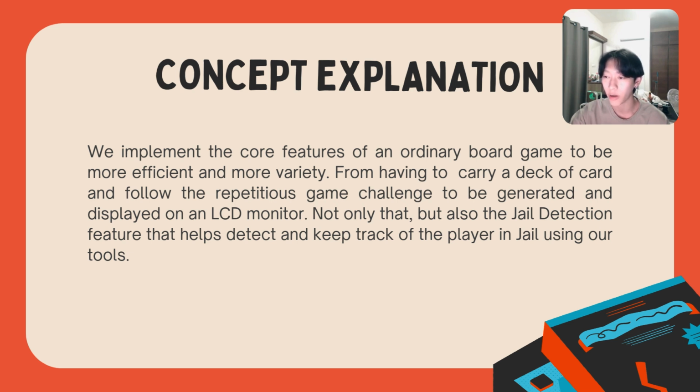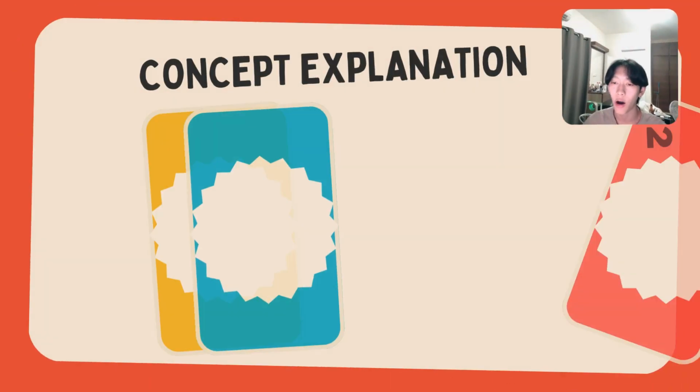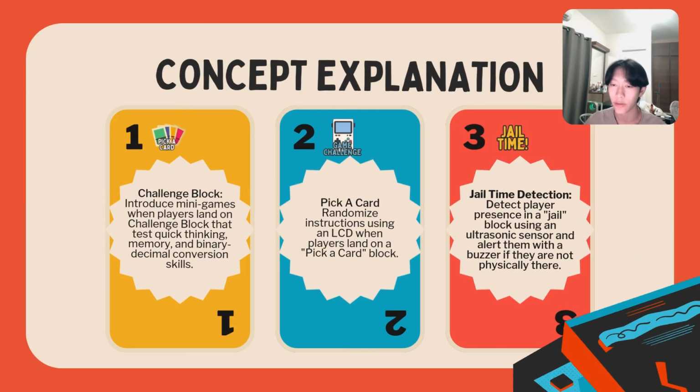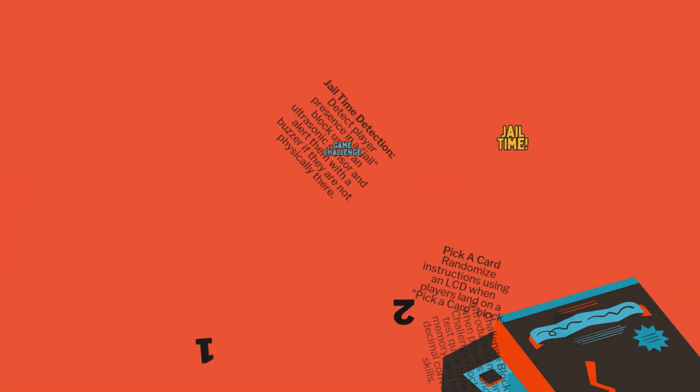Not only that, but also the jail detection feature that helps detect and keep track of the player in jail using our tools. For our first function, challenge block, we introduce minigames when a player lands on a challenge block that test quick thinking, memory, and binary decimal conversion skills. Second is pick a card, which gives a randomized instruction on the LCD when a player lands on it. And last one is jail time detection, which detects the player's presence in a jail block using an ultrasonic sensor and alerts them with a buzzer if they are not physically there.